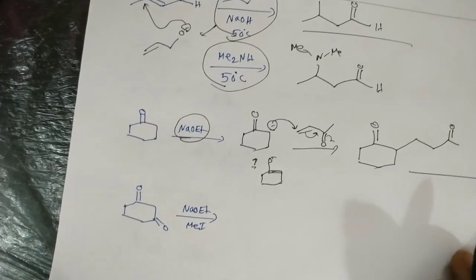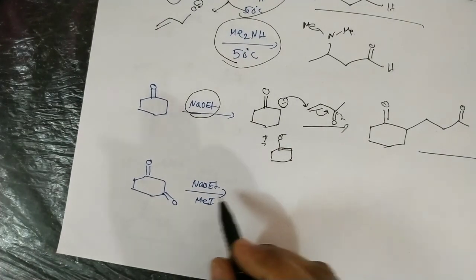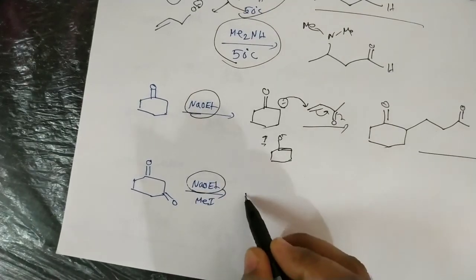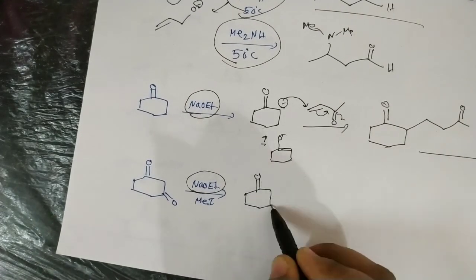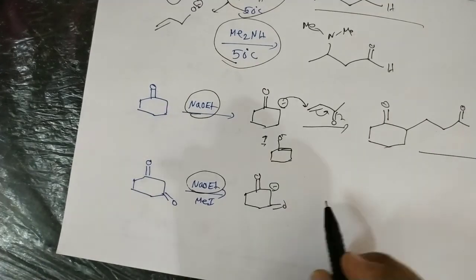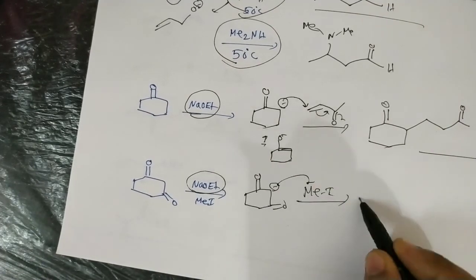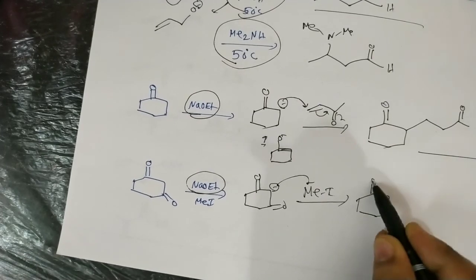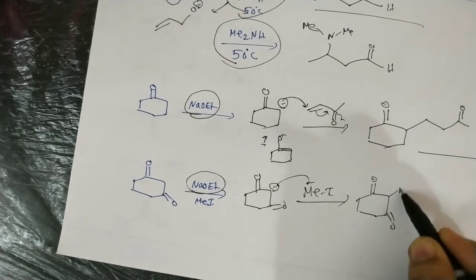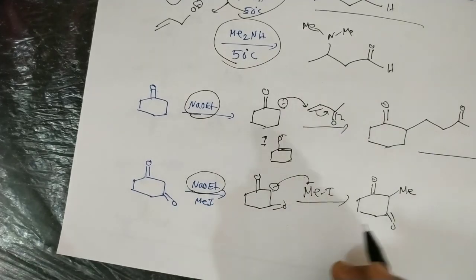Okay. So now another example, a very important example. By reaction with the base we'll get the carbanion, and this one on reaction with methyl iodide, substitution takes place. By the substitution we will get this product. This is the alkylation of the enolate.